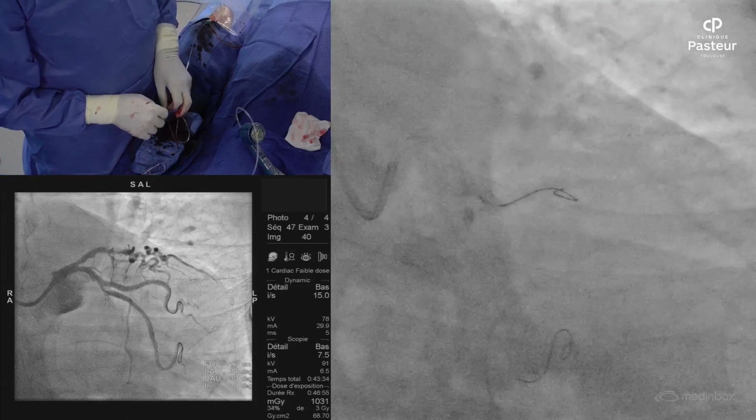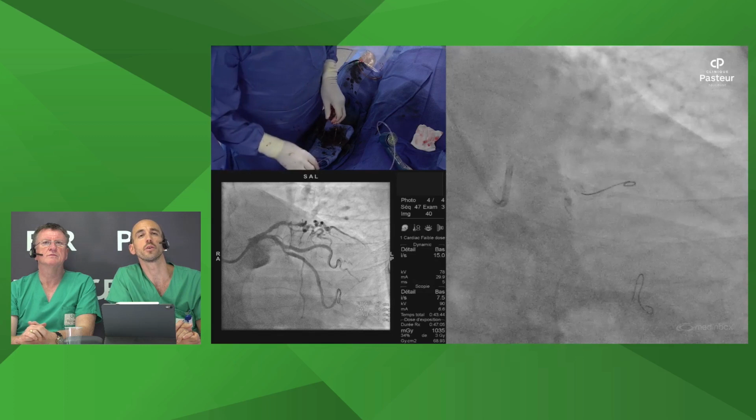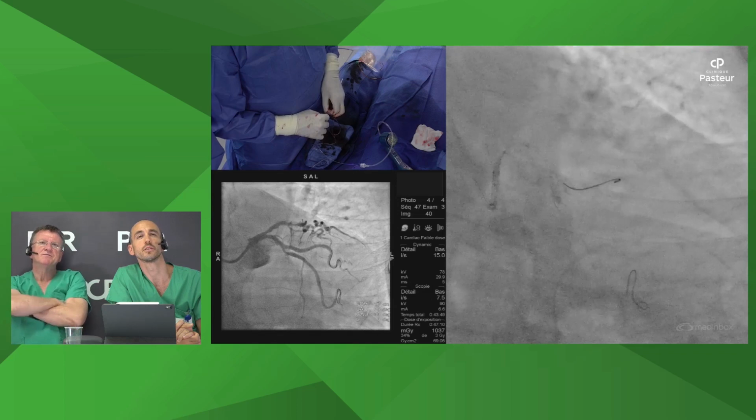Another good idea from the audience is to use a micro catheter on the OM2 wire and change with a stiffer wire. That's a possibility. Yeah, that's a good point.